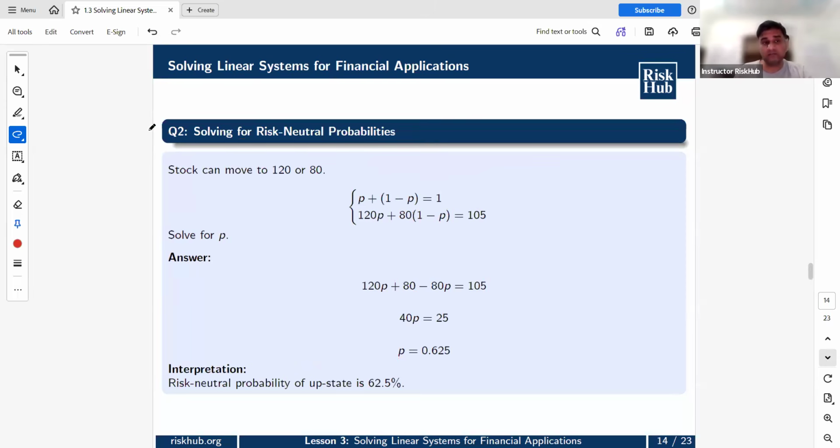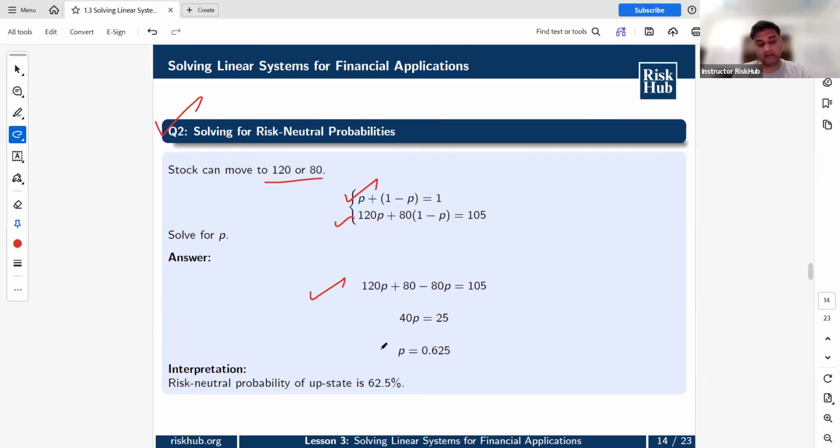Then we get into the next question, which is solving for risk neutral probabilities. The stock can move to 120 or 80, right? Basically, what we are doing here is entering derivative pricing. The slide is again very important conceptually. We are looking at P plus 1 minus P equal to 1. This simply says the probabilities sum to 1. And the pricing equation 120P plus 80(1 minus P) is equal to 105. This is expected value pricing.